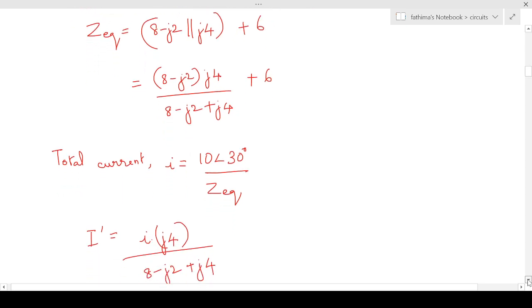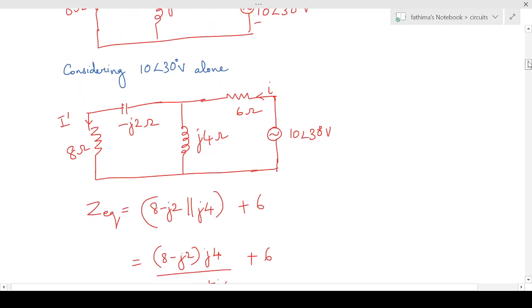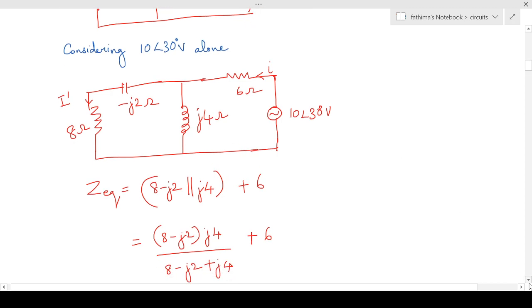Next is the current I dash. So that is the current flowing through 8 ohm. That will be equal to the total current I, that is this thing, into the impedance of the other branch, that is J4, divided by total impedance, that will be equal to 8 minus J2 plus J4. So you'll get I dash.